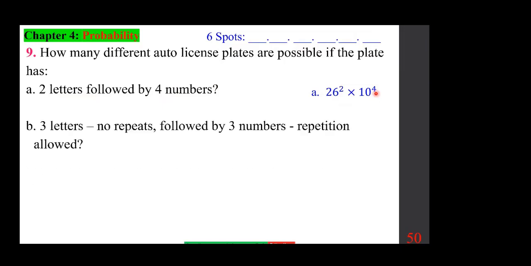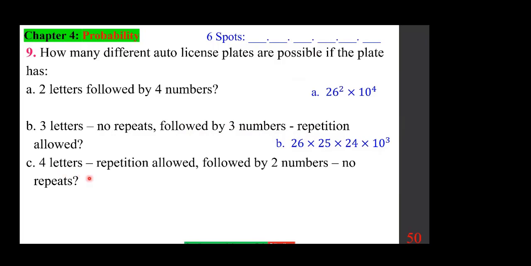The next one says, now we want 3 letters. We can't repeat. So let's stick with that. 1, 2, 3. So I can put 26 here, but now I have to go down to 25 and then 24. Followed by 3 numbers. There is no restriction, so I can have all 10s. So 26, 25, 24 times 10 cubed.